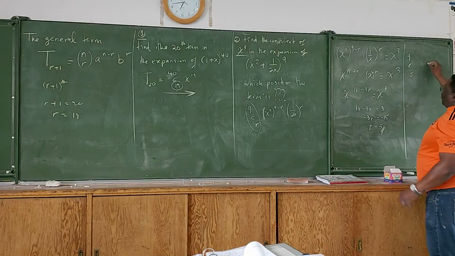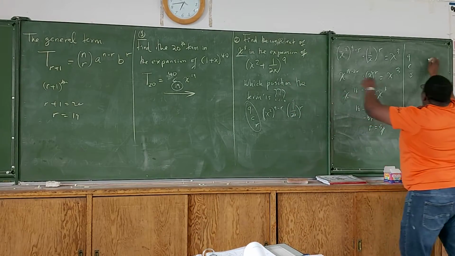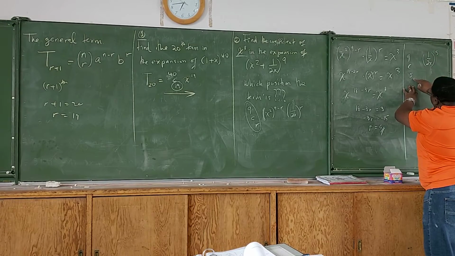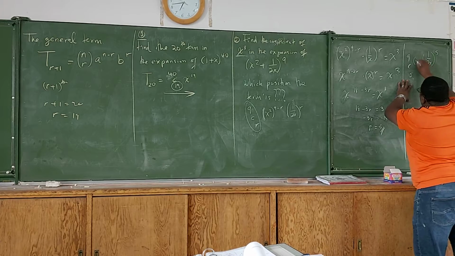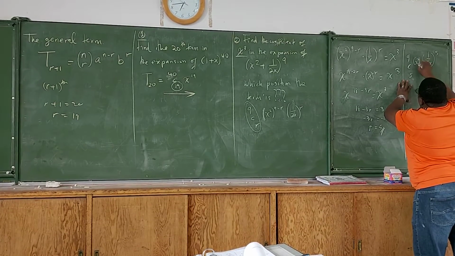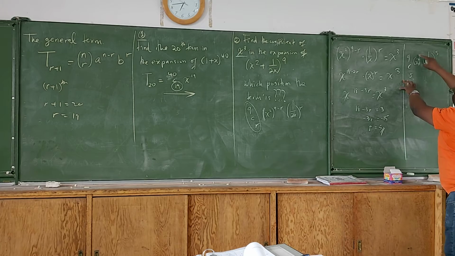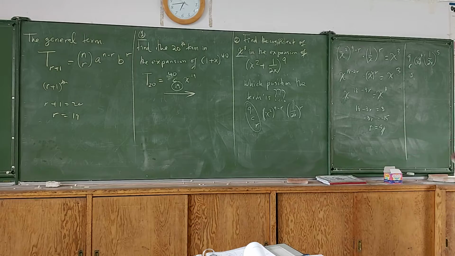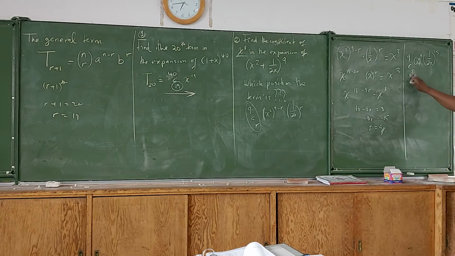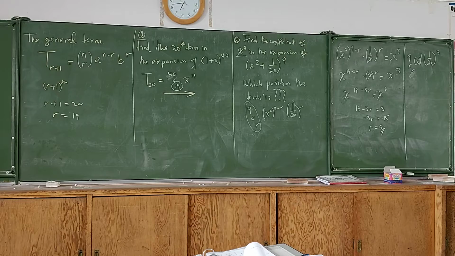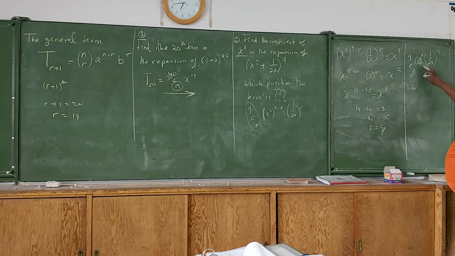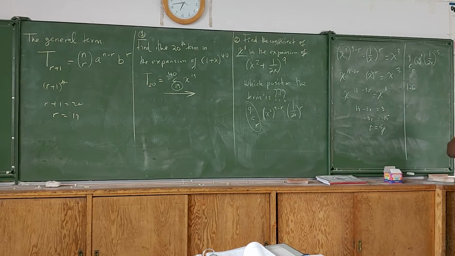So now it's going to be 9C5. Now, remember the second term? Here, 1 over 2x should be raised to that same power. And the first term, which is x squared, should be raised to what? It should be 4. Now, let's just clean this up. Are you with me? So what is 9C5? 126.